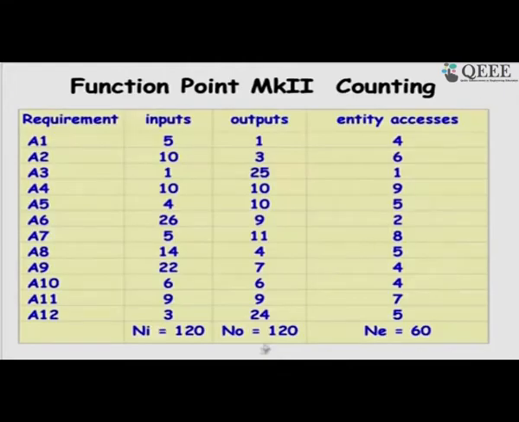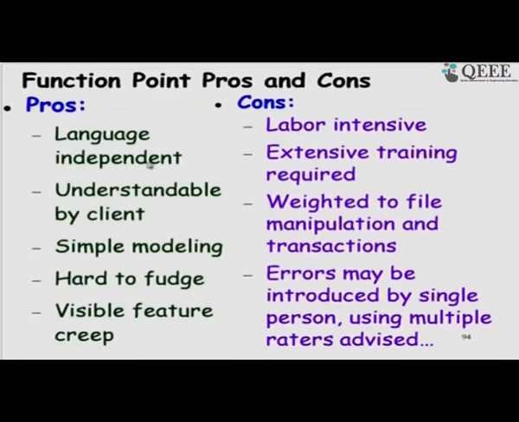This is a larger example where we look at every requirement in the SRS document, find out the input, output and entities accessed for each of these, sum them up, and then use that in the expression to obtain the function point mark 2. Just to summarize before we look at the tool: it is language independent, and clients can use it, documenting what we considered as the external input, external output, inquiries, files and so on.